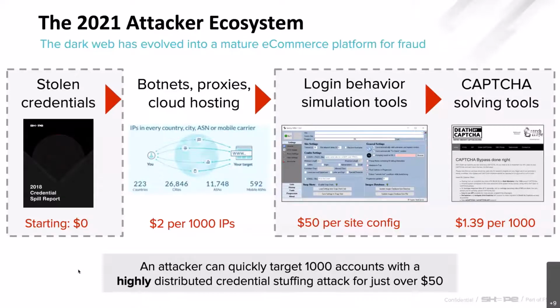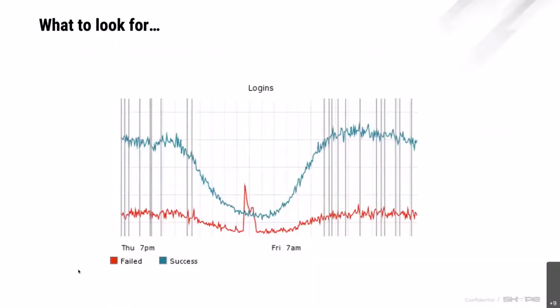There are proxies, botnets, and so on that you can use to spread your attacks across many IPs. You've got tooling, like Sentry MBA, which is the example there, where you can download configs that are pre-built for particular sites, and obviously CAPTCHA-solving tools. Prices vary, but they're very low. Death by Captcha is $139 per 1,000 requests, and even cheaper if you sign up as a gold member. So it's pretty cheap to get started with this.